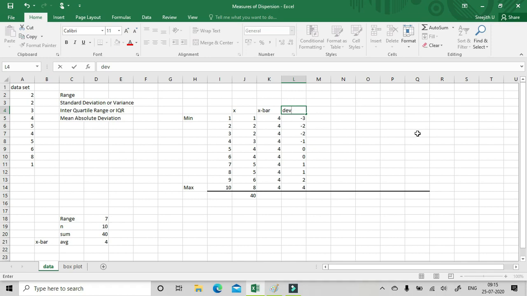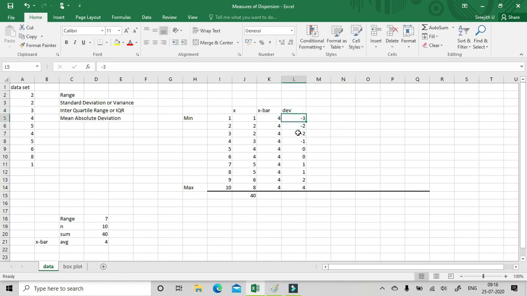Okay. Now why are we not simply summing this up and then dividing it by the number of observations to find the average deviation? Right, let's understand why we can't simply find the deviation from the mean and find an average of it. Okay, so let's attempt to do it.